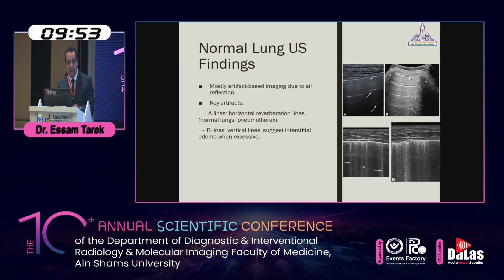The second artifact which is also important is the B line. In contrast to the A line, the B line is a longitudinal line. The physiology behind these B lines is not completely understood, but mainly it's the acoustic impedance between the fluid and the air or the lung tissue. Normally we have some fluid inside the lung, so normally we will find the B line.